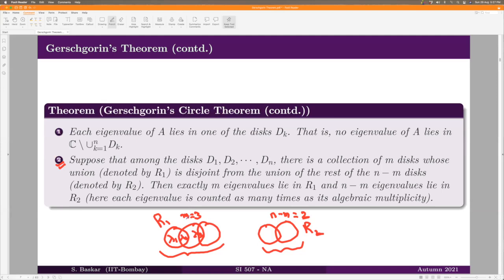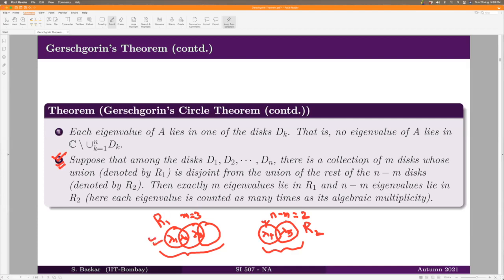But what you can surely say is that exactly 3 eigenvalues will sit in R1 and exactly 2 eigenvalues will sit in R2. Both eigenvalues may be sitting in one disk or one per disk. That is not really commented on in the statement. It says that R2 will have exactly 2 and R1 will have exactly 3 in this example.